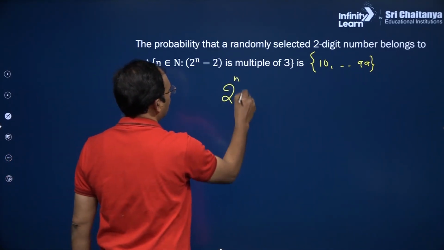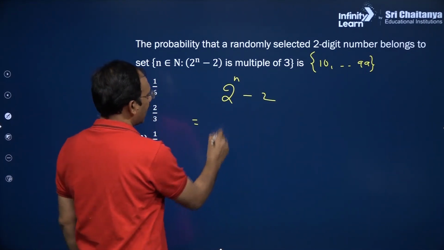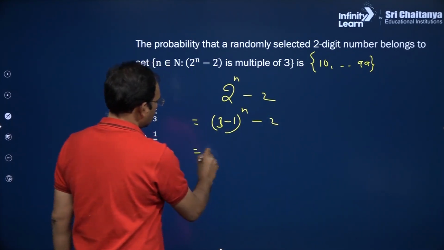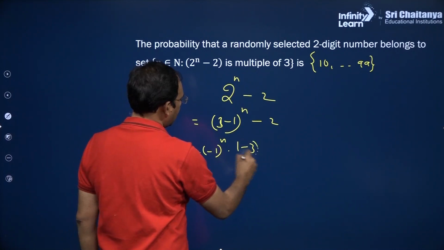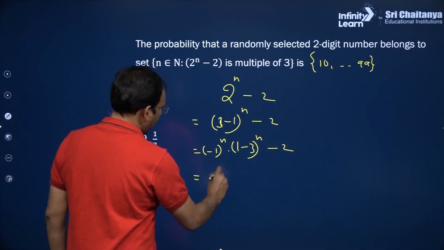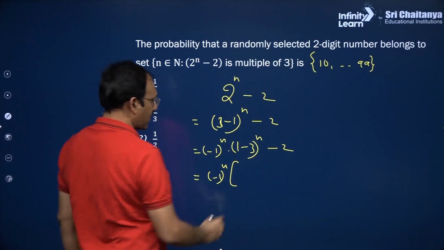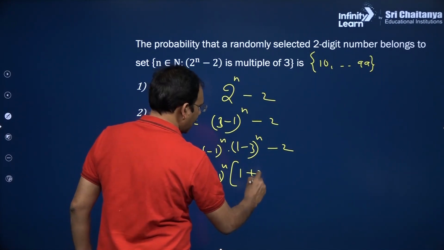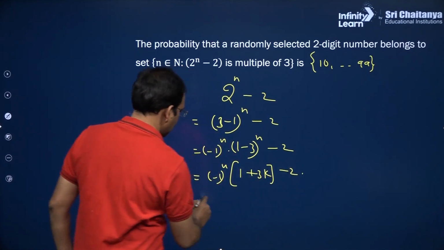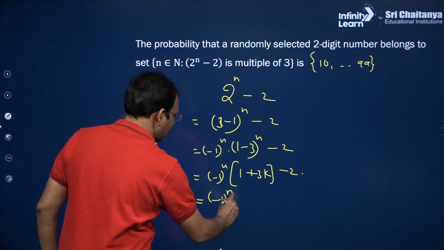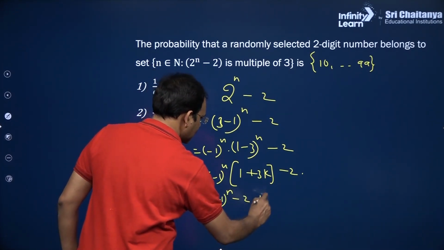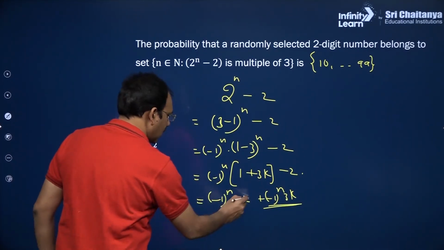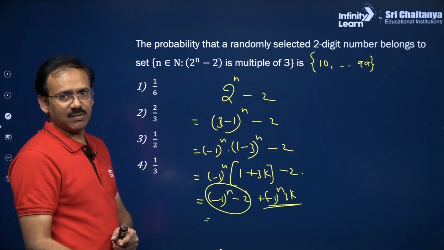I want 2 power n minus 2 to be divisible by 3. I write this as, of course, (3 minus 1) whole power n minus 2. So (minus 1) power n into (1 minus 3) whole power n minus 2. So (minus 1) power n into, if you write the expansion, the first one will be 1, the next one nC1 into 3, all will be multiples of 3 only, minus 2. So friends, I can say (minus 1) power n minus 2 plus (minus 1) power n into 3k, whatever it is, like 3l only. Now if this is a multiple of 3, the total number is divisible by 3.